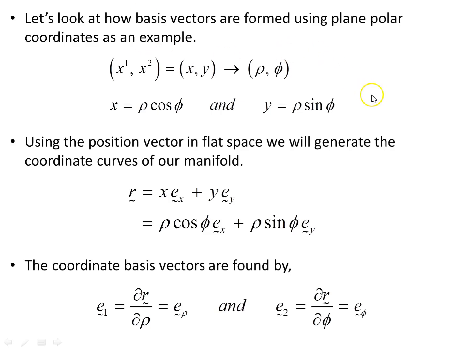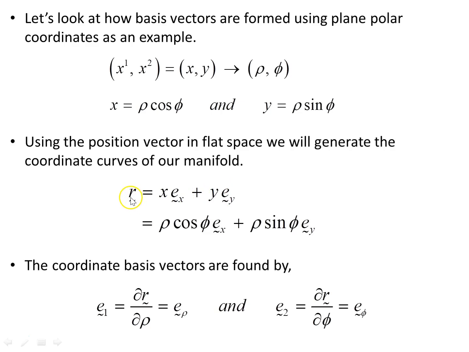All right, so what we have so far is we've discovered that there are 2 bases: a coordinate basis and an orthonormal basis. To see the difference between the two, let's use a simple example of plane polar coordinates. So x1, x2, our coordinates, plane polar coordinates, we're going to transform to rho, phi, and the transformation is of the form x equals rho cos phi and y equals rho sin phi. We're going to look at generating a coordinate basis, and then from there how to generate an orthonormal basis.